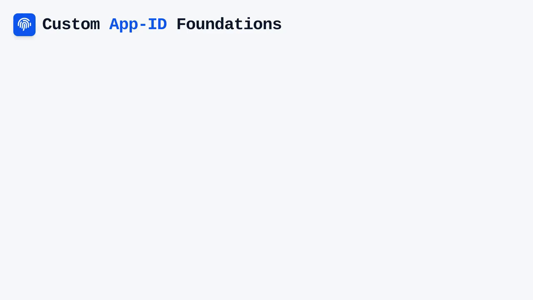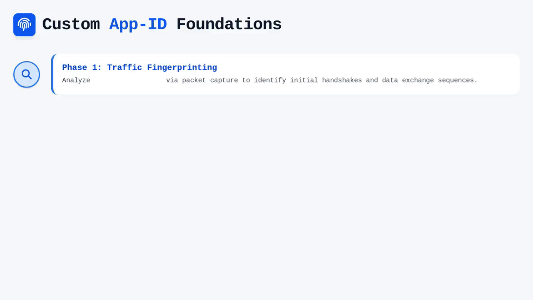The foundation of any custom signature lies in identifying the unique characteristic patterns, or fingerprints, that distinguish your specific traffic from everything else. We begin by analyzing the application's transaction flow, which involves capturing packets to observe the initial handshake and subsequent data exchange sequences.